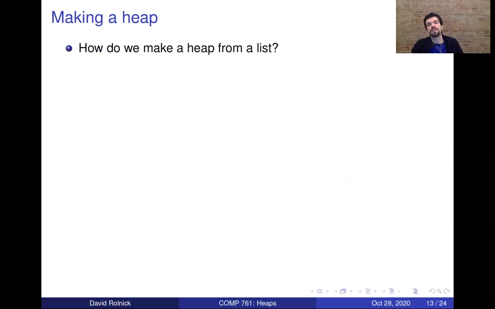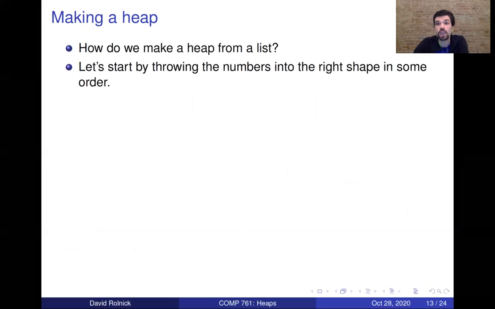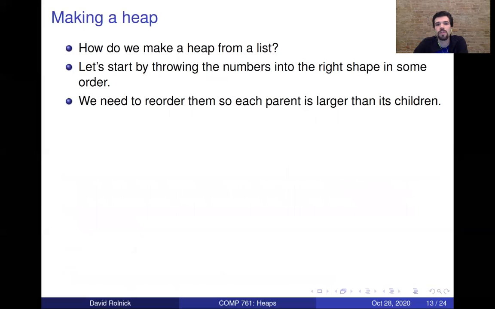So making a heap. How do we make a heap? I'm going to make a heap from a list. Well, as we saw, there is exactly one shape for the heap. So we can start by throwing the numbers into the right shape in some order. We need to reorder them so each parent is larger than its child, or its children, though. We don't necessarily have the heap property just by throwing things into the right shape. So how can we do that?